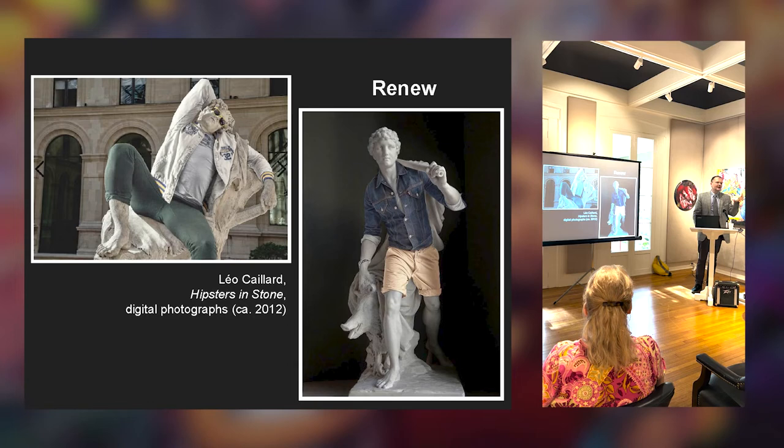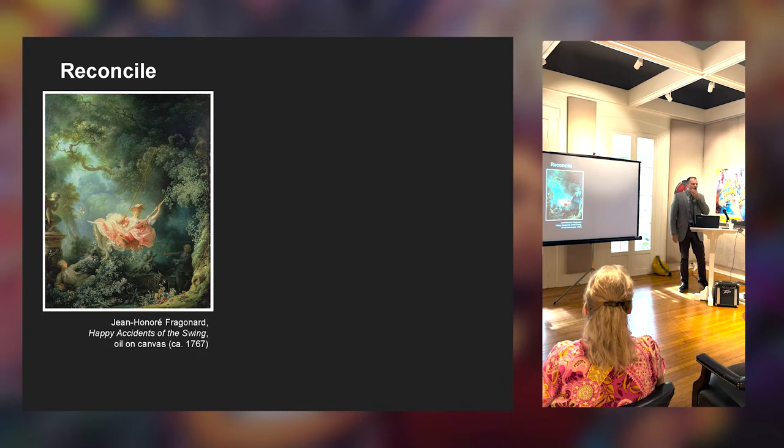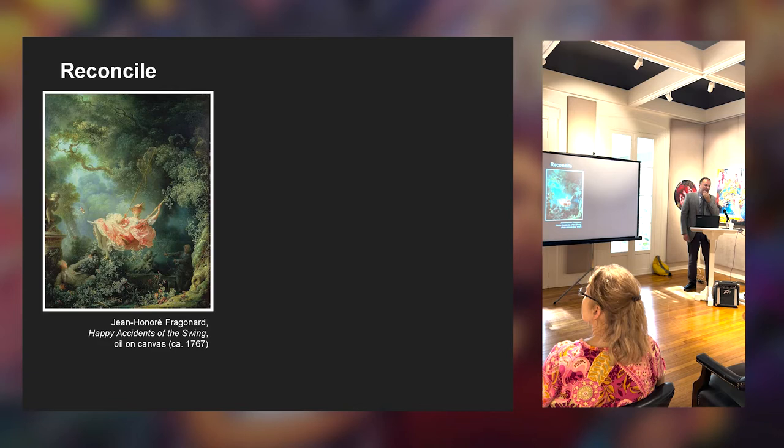And the first example will be this Fragonard painting. Do we know Jean-Honoré Fragonard's The Swing, or The Happy Accidents of the Swing? And I think that this is clearly a title like that. The Happy Accidents of the Swing is obviously taking the position of the man who is positioned in this composition so that he can look up the skirt of the woman on a swing. Right, that's the happy accident that the painter was talking about.